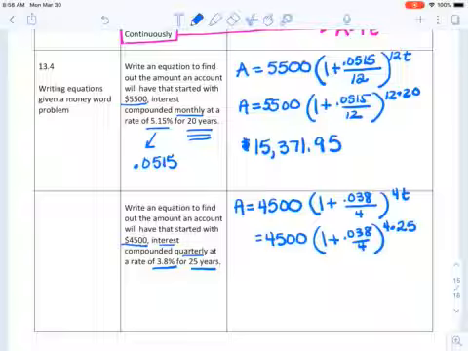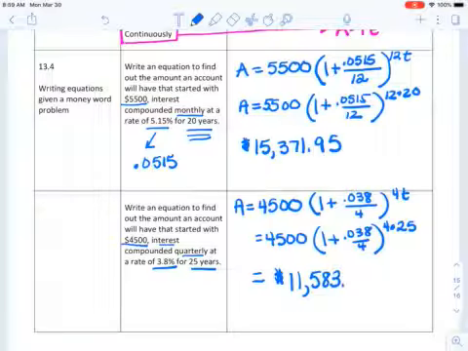So again, I plug that all into my calculator, and of course make sure that's 4 times 25, not 4.25. I'm not putting in an x for times because x is a variable at this point, right? And I should get $11,583.63.